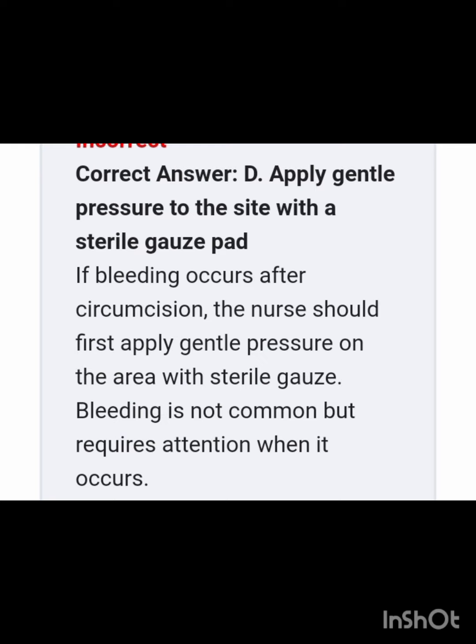In that case, there won't be any bleeding because it is just a minor surgery. But if there is any bleeding, the first and foremost thing the nurse should do is apply gentle pressure by using sterile gauze.